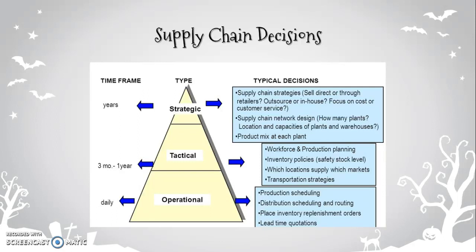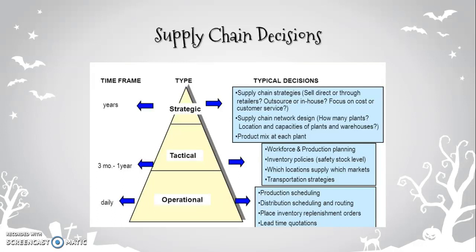The typical strategic decisions are supply chain strategies: sell direct or through retailers? Should we outsource or do it in-house? Should we focus on cost or customer service? Supply chain network design is like, how many plants do we need? Where are the locations going to be? What is the capacity of the plants, and what is the capacity of the warehouse? What is my product mix at each plant?